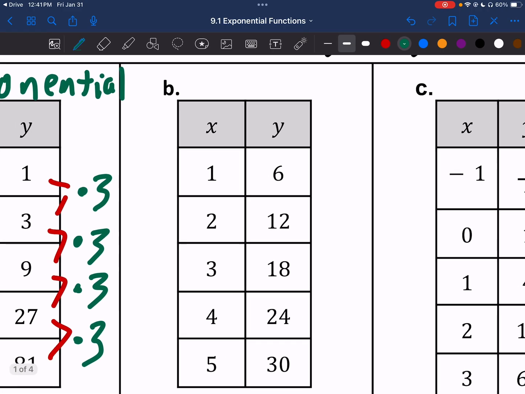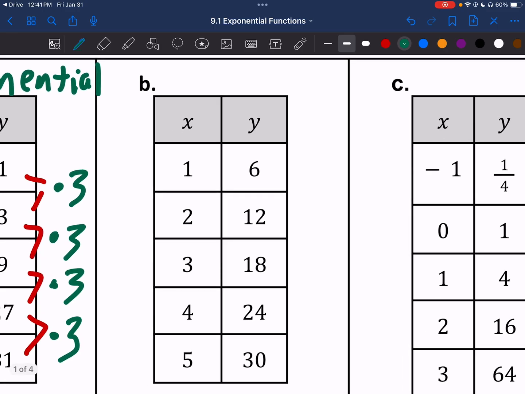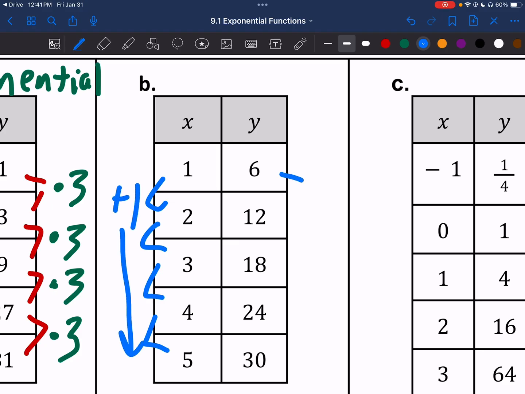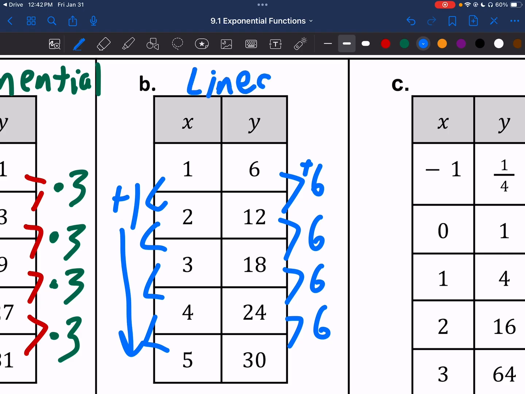Okay, let's look at letter B. X values, we are increasing by 1 each time. What's happening to our Y values? Well, as we go, it looks like we're adding 6, adding 6, adding 6, adding 6. So each step we're adding 6. This is linear.